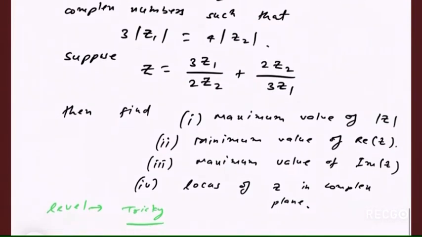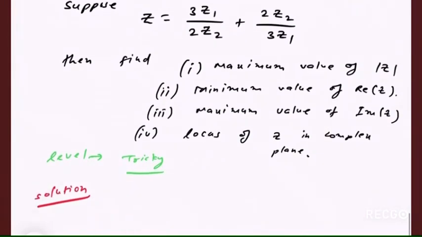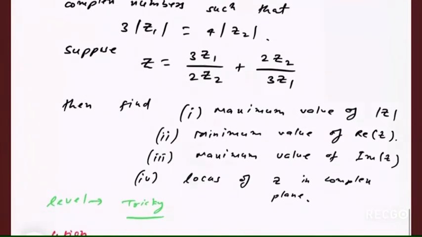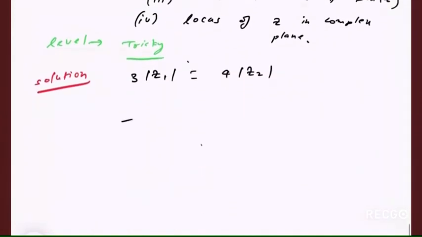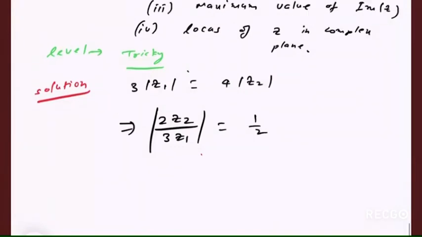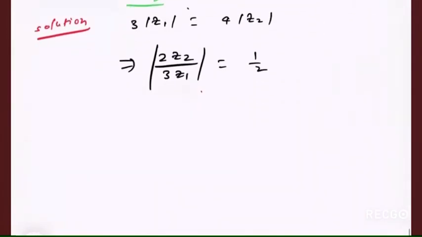So let us see. Suppose 3z1 divided by 2z2, right? And we do not know the argument of the complex number 3z1 divided by 2z2. In fact, we do not know the argument of z1 or z2. So if I use the given relation that 3 mod z1 equals 4 mod z2, dividing both sides by 3 mod z1, we can get that mod of 2z2 divided by 3z1 equals 1 by 2. By a simple rearrangement, you can clearly see we are getting this.